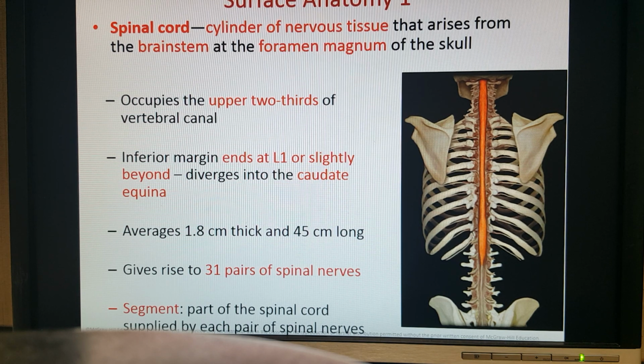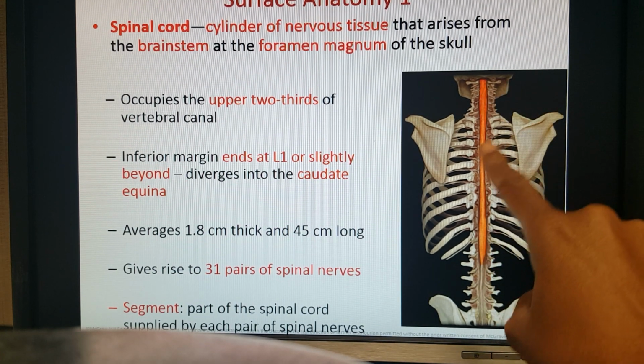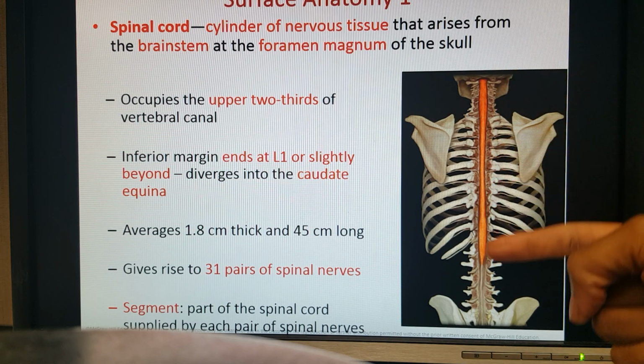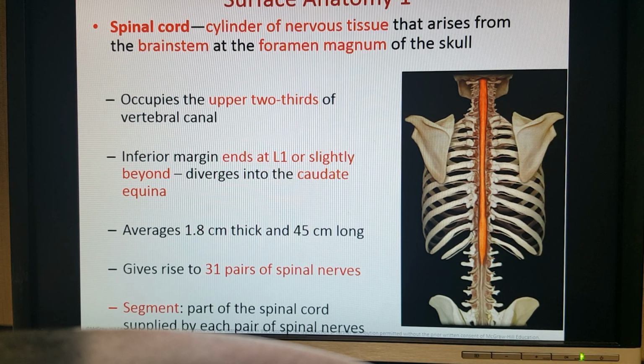With your spinal cord, there are 31 pairs of spinal nerves that extend off our spinal cord. So we have our 12 for our brainstem, 31 for our spinal cord. With the nerves that extend off of the spinal cord, the part of the spinal cord that serves that particular nerve is called a segment.